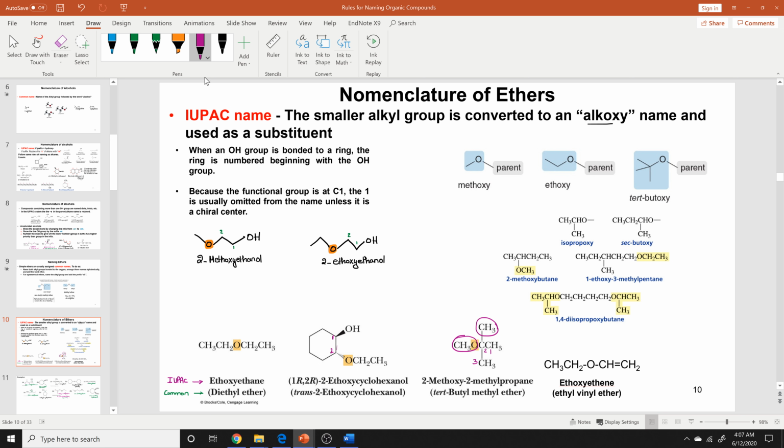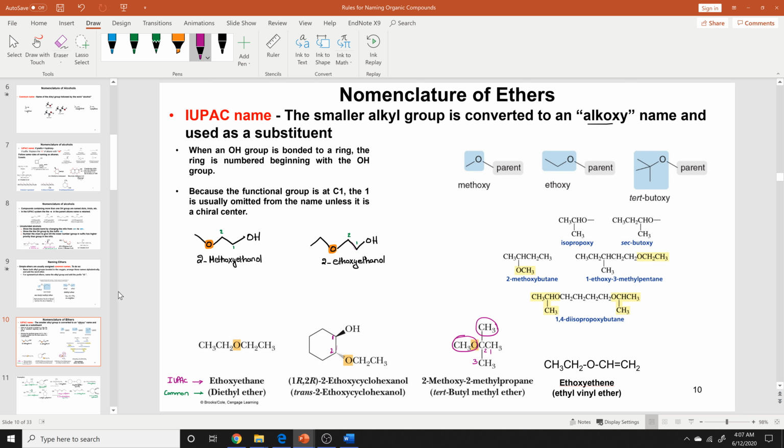If I have something like this, the first thing I need to do is choose the longest chain. The longest chain is 2 carbons, so it's going to be ethanol in this case. And on carbon 2 of the ethanol, I do have the ethoxy. It's going to be 2-ethoxyethanol. Same thing, choose the longest chain and make sure that carbon number 1 is on the alcohol, so the alcohol has the lowest number. This is going to be 2-methoxyethanol.